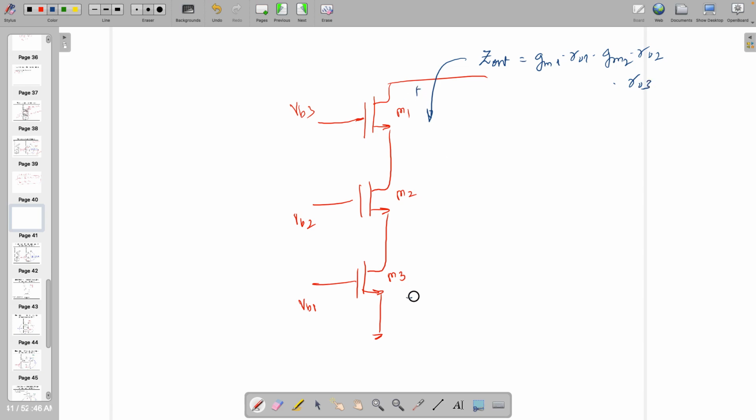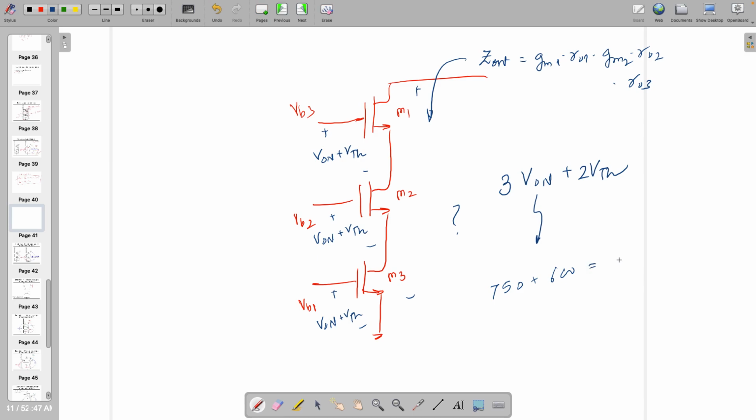And what about the voltage over here? VDS. Right? This is what we are seeing. And I know that V1 is nothing but around 250 millivolt. So 750 plus, if it is 300, 600 millivolt, right? It's almost going to 1.35 volt.